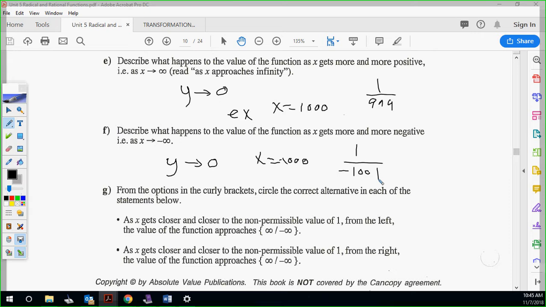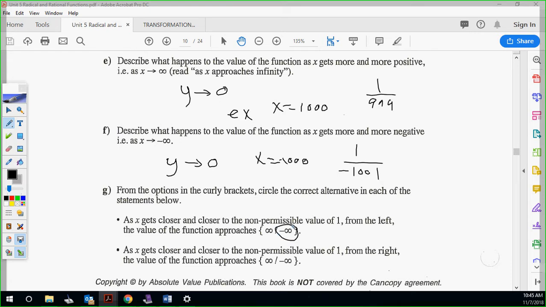From the options below, in the curly bracket, circle the correct alternative in each of the statements below. So as x gets closer and closer to the non-permissible value, the value of 1 over x minus 1 from the left approaches what? So if I'm coming from the left side of the graph that we drew, does that graph come up at the asymptote or dive down at the asymptote? It dives down, right? Look right here. Coming from the left, it dives down. So diving down is negative infinity.